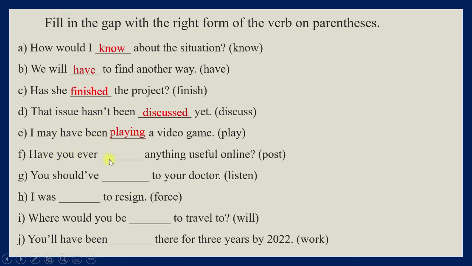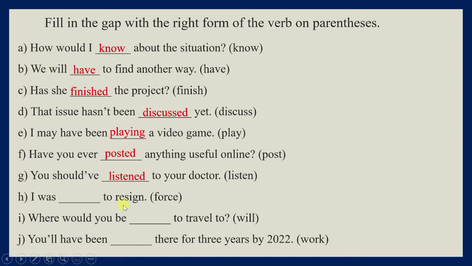F. Have you ever something, anything useful online? Have you ever, our auxiliary verb before the main verb is have, so post must be in past participle form. G. You should have something to your doctor. Our main verb is listen, and we have two auxiliary verbs. The first auxiliary verb is should, and the next auxiliary verb is have. And this last auxiliary verb determines the form of the main verb. So this is have, this needs to be listened, past participle form.